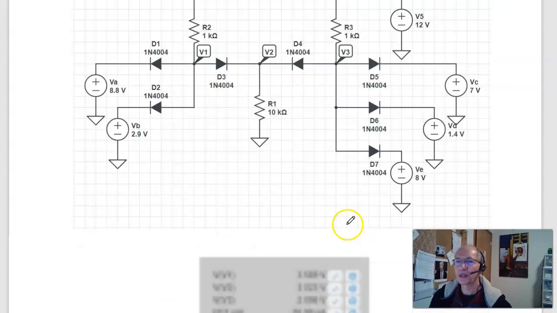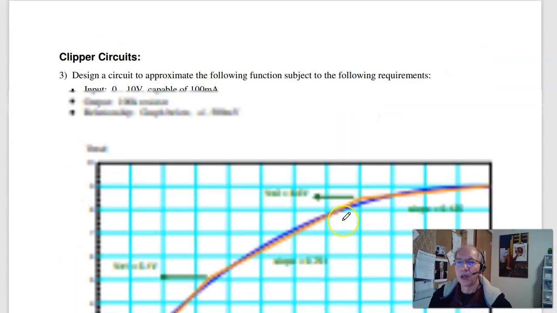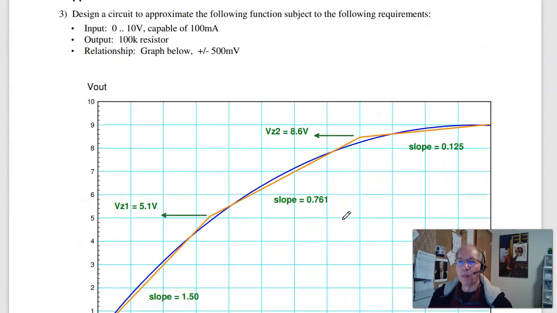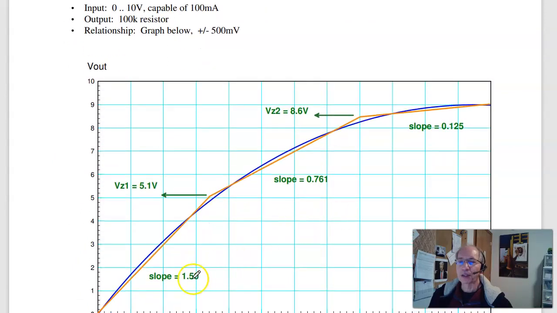Problem 3. This is design a clipper circuit. So if I have the blue curve, what I do is I draw in the straight lines, the orange lines, to approximate it. I do a straight line until I get more than 0.5 volts off. Then I draw another line, because that's my tolerance. I want to follow this curve, give or take 0.5 volts.